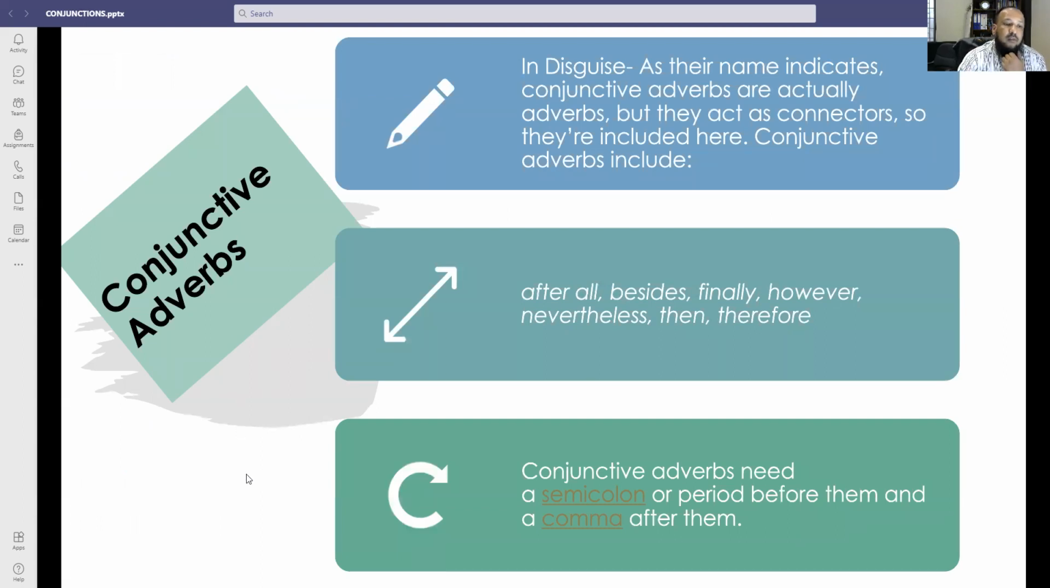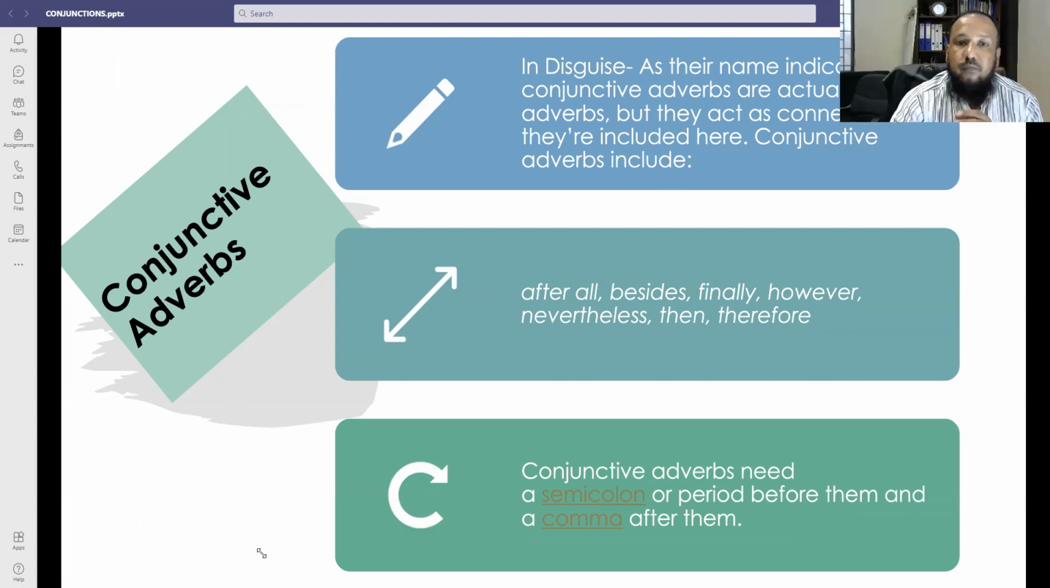Working with the conjunctive adverbs, those words, as the name suggests, conjunctive adverbs are actual adverbs, but they act as connectors. So they are included here. Conjunctive adverbs include after all, besides, finally, however, nevertheless, then, therefore. Conjunctive adverbs need a semicolon or a period before them and a comma after them.